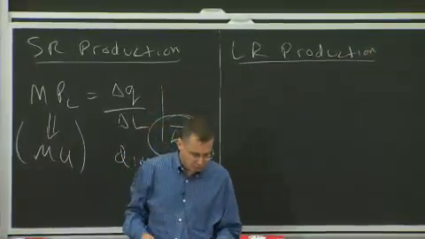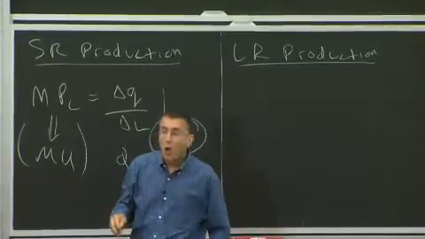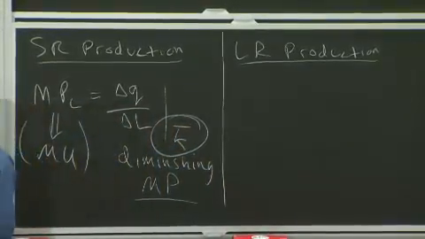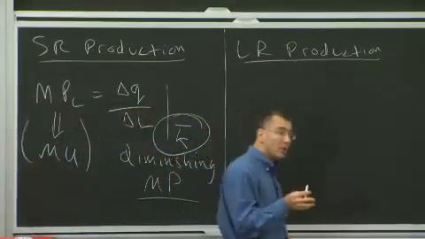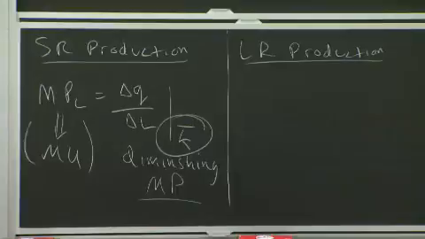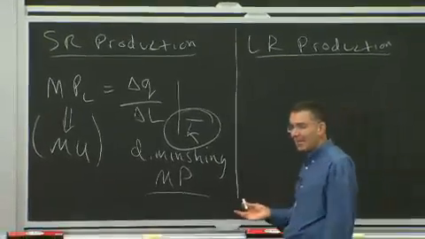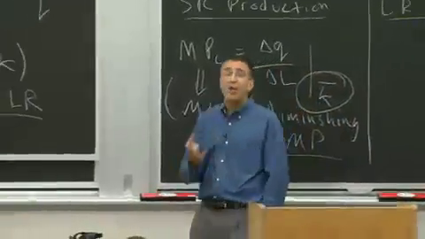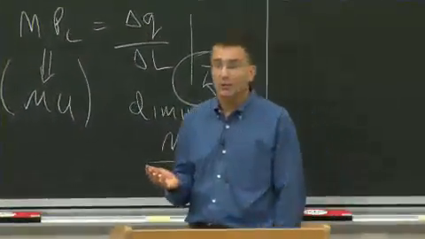Long-run production. Okay, now in the long run, all inputs are variable. That's how we define the long run. So now a firm doesn't just choose how many workers to hire or how many hours of labor to buy. It chooses both L and K and has to trade them off, just like you chose both pizza and movies and had to trade them off.